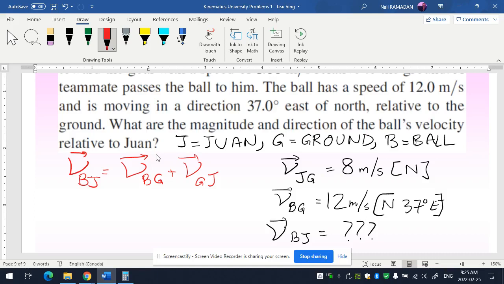Okay, which one of those two do we have ready for us? Which one of those two do we have given to us explicitly? Which one? The BG, right? Which one is flipped for us? Instead of JG, we need GJ. Okay, how would you flip that? Instead of 8 meters per second north, it would be 8 meters per second what? So, do you see what... okay, everyone, pencils down.